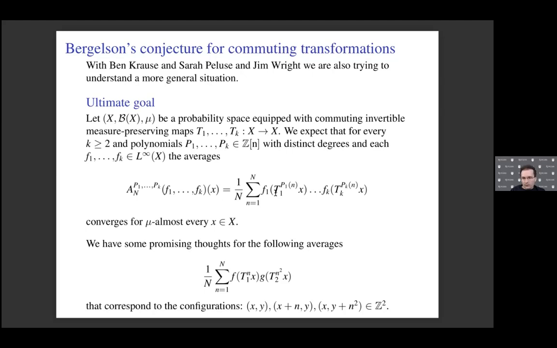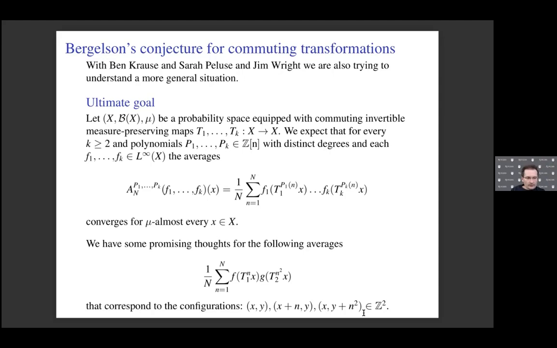However, we have some promising thoughts about the averaging operators for two commuting transformations whenever orbits are taken. The first orbit is taken along n and the second along n squared. And this kind of averaging operator corresponds to the corner configurations, (x, y), (x plus n, y), (x, y plus n squared). And in this setup, we can at least establish the estimates for the minor arcs by upgrading the theory of Pelouze and Prandtl to the case of the corners. So this handles the case of the minor arc estimates, and using the minor arc estimates we can also go a little bit further and establish some maximal inequalities in the case of the small scales whenever functions f and g correspond to the major arcs.